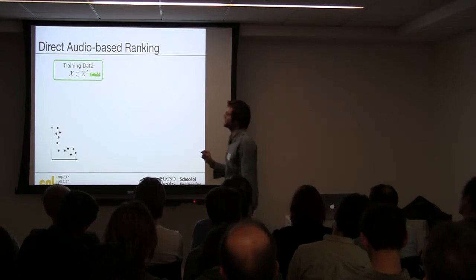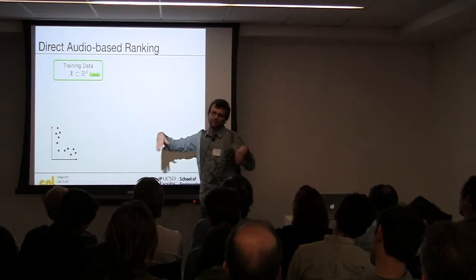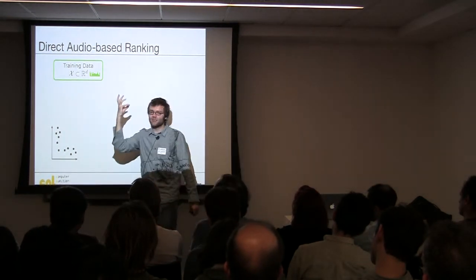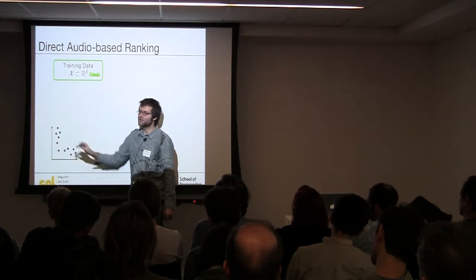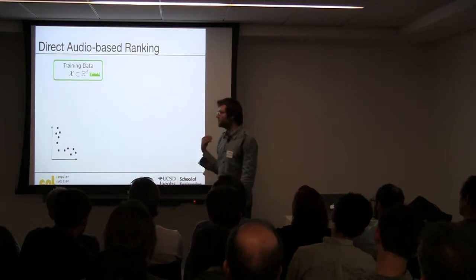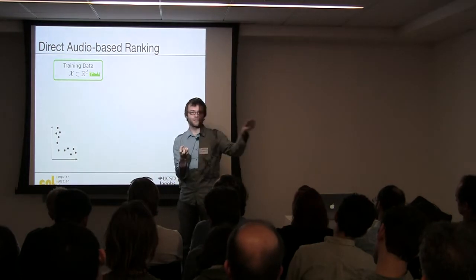Okay, so here's the idea. You have a whole set of training data, a whole set of songs, let's say a catalog of 100,000 or 200,000 songs. If you just extract the raw audio features like we talked about in the previous slide, then you can represent all these songs in some high-dimensional space again, right? And now given a query song, because that's what I'm trying to do here, I want to recommend similar songs.